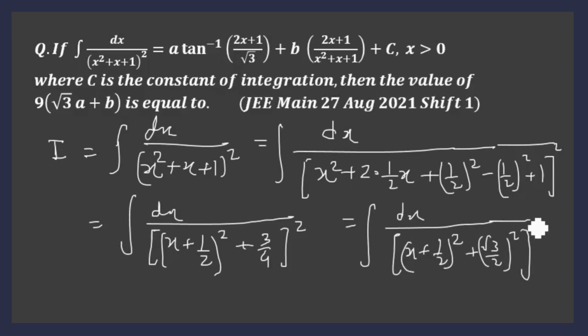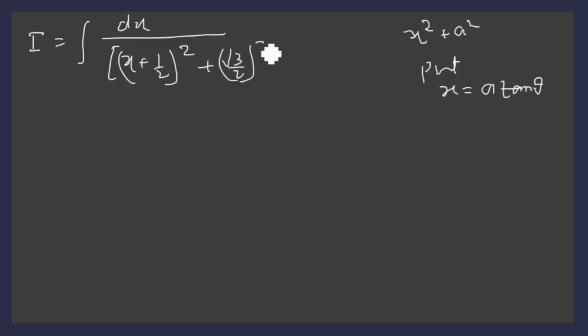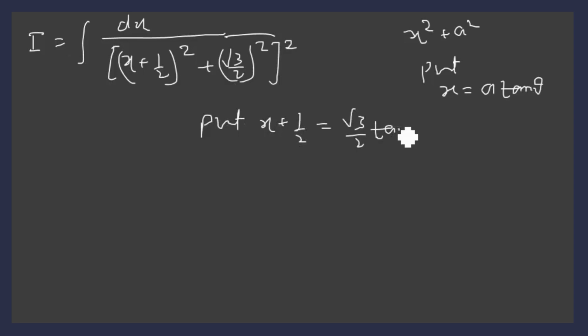So here the type is, basically when it is the type of a square plus x square or x square plus a square, then we put x equal to a tan theta. Okay, so here the integration is dx by (x plus 1 by 2) the whole square plus (root 3 by 2) the whole square. So a is here root 3 by 2, right? So we just put x plus 1 by 2 equal to root 3 by 2 tan theta.